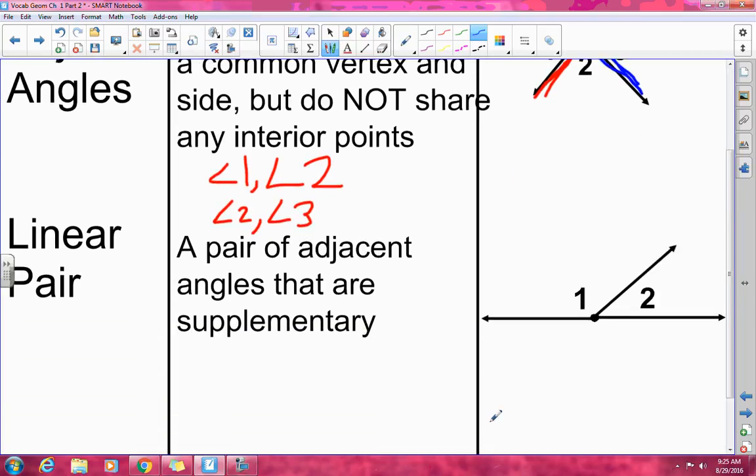A linear pair of angles are a pair of adjacent angles that are supplementary. So when you have supplementary angles that are next to each other, they do have a special name. They are a linear pair. And I like to remember that there's this word in here, line. So these two angles together make up this whole side of a line. So they are a linear pair. They sum to 180 degrees, and they are next to each other. They are adjacent.